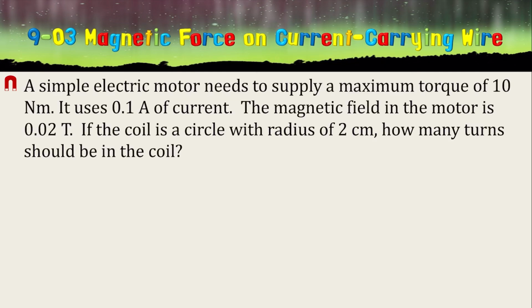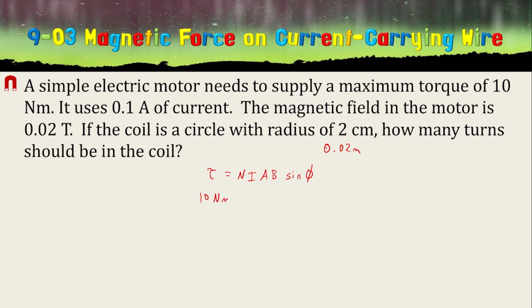So a simple electric motor needs to supply a maximum torque of 10 Newton meters. It uses 0.1 amps of current. The magnetic field in the motor is 0.02 teslas. If the coil is a circle with a radius of 2 centimeters, how many turns should be in the coil? Well, first of all, let's make centimeters meters. So torque is NIAB sine phi.